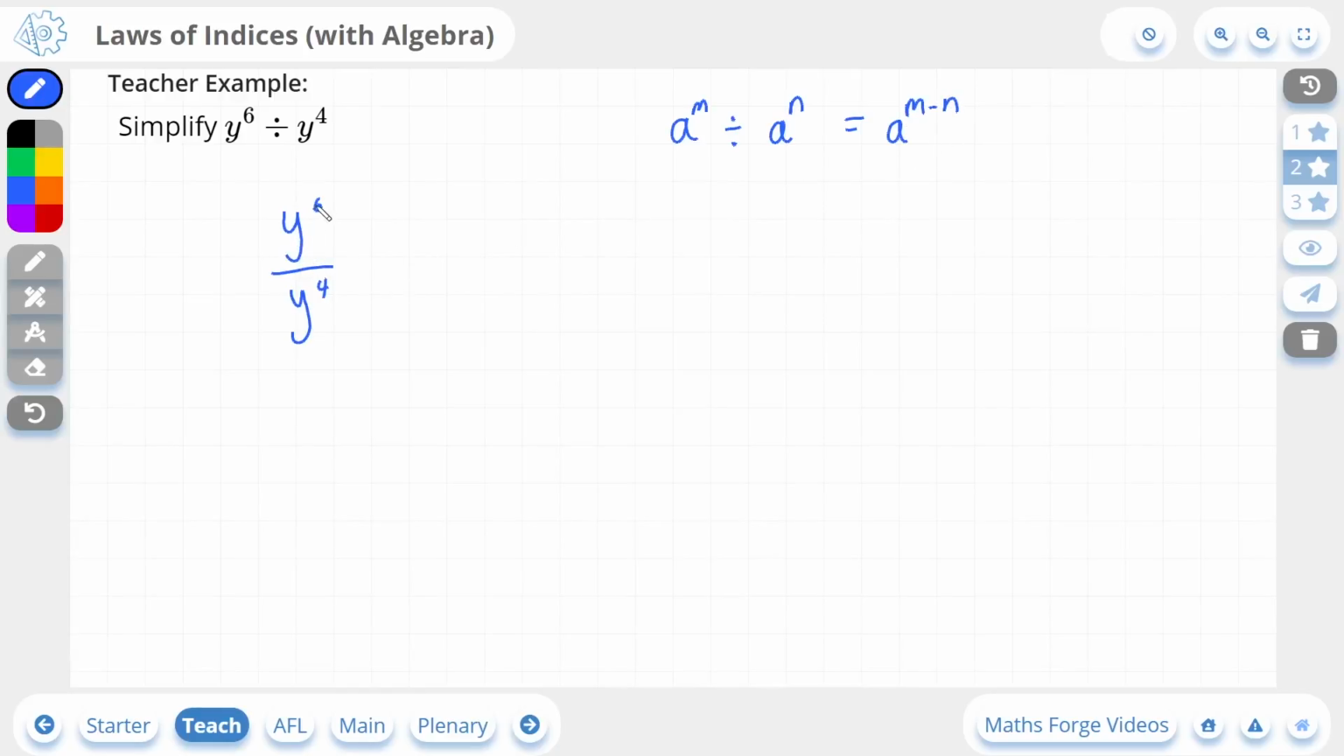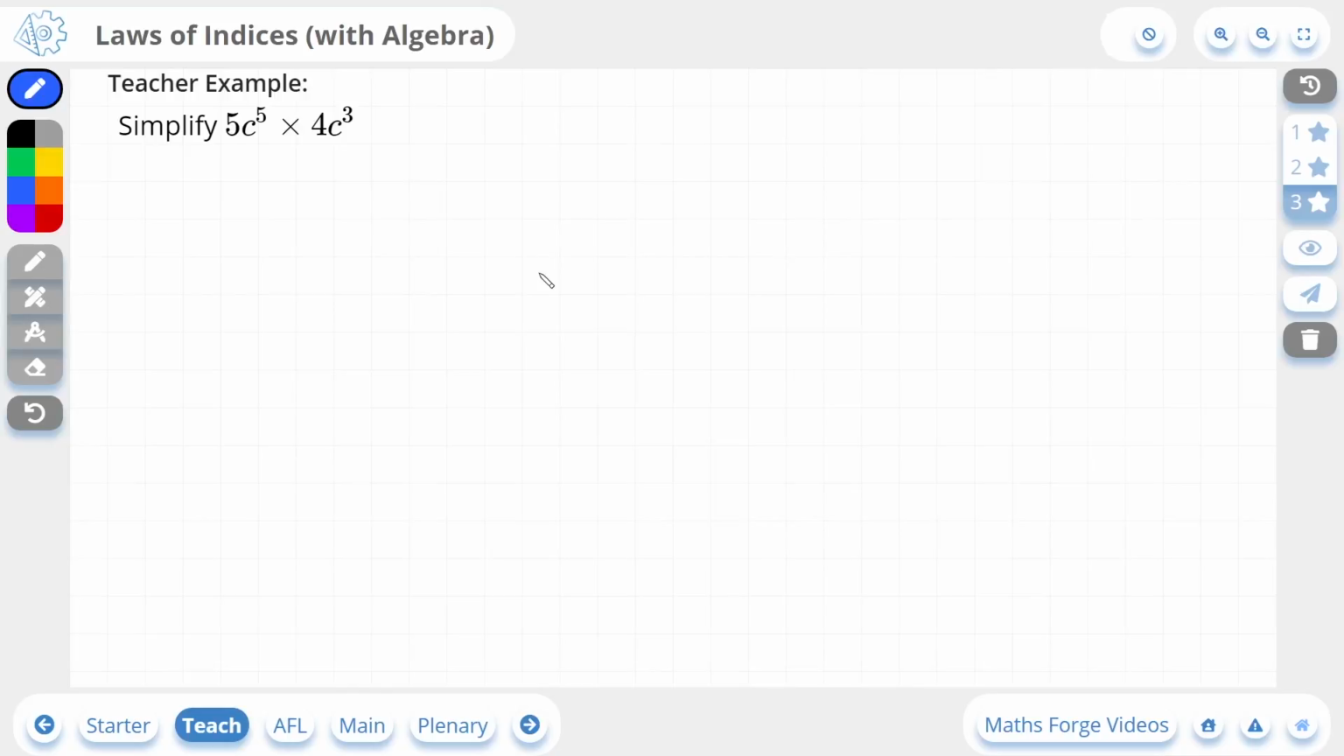So we have y to the power of 6 divided by y to the power of 4. Well, since it's the same base value, I can just go ahead and subtract the powers. 6 minus 4 is going to be 2. So our final answer should be y to the power of 2. And if we check our answer, there it is. Now let's do a 3-star example.